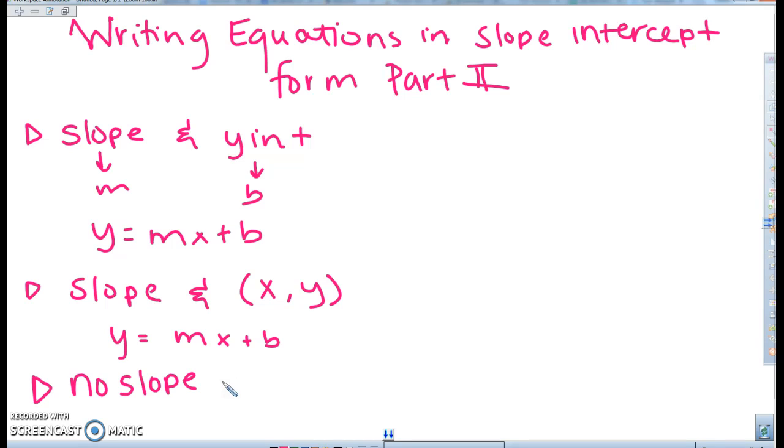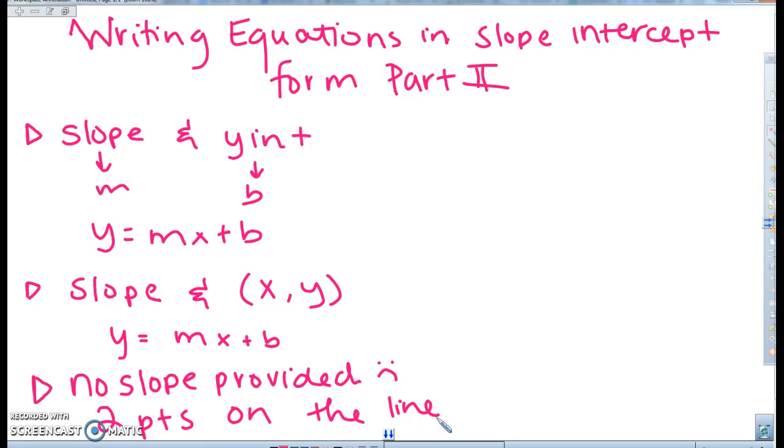And I'm not talking no slope. I'm talking no slope provided. But they do give you 2 points that are on the line. Okay? And just by having 2 points that are on the line, we can write a formula, y equals mx plus b. Let me show you how.